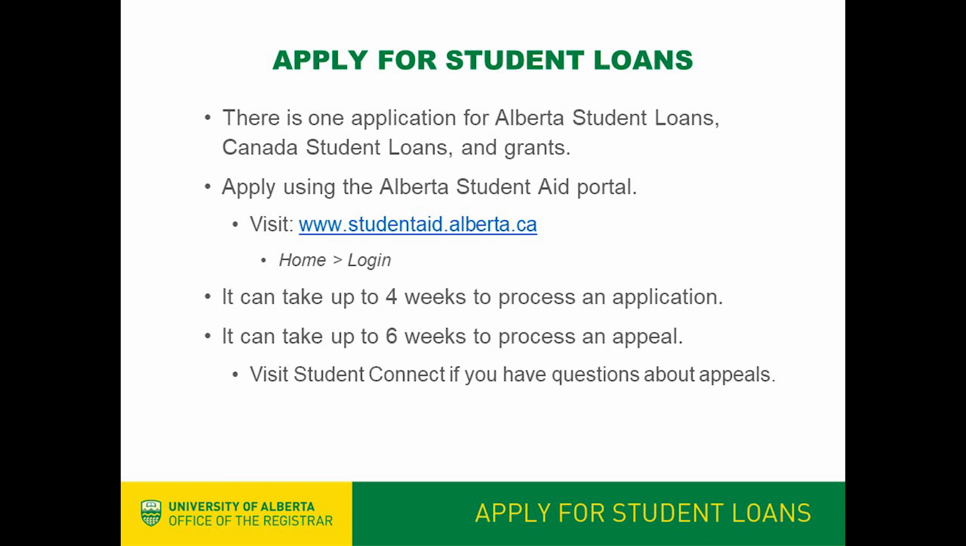If you're having trouble logging into MADI, you will need to call the Alberta Student Aid Help Desk, and the contact information is on their website. It can take up to 4 weeks for an application to be processed, but most students will receive an assessment much faster than that. If you have forgotten to include something on your application, or if you have made an error, you can always send in an appeal. Appeals can take up to 6 weeks to be processed and need to be submitted 6 weeks before the deadline.